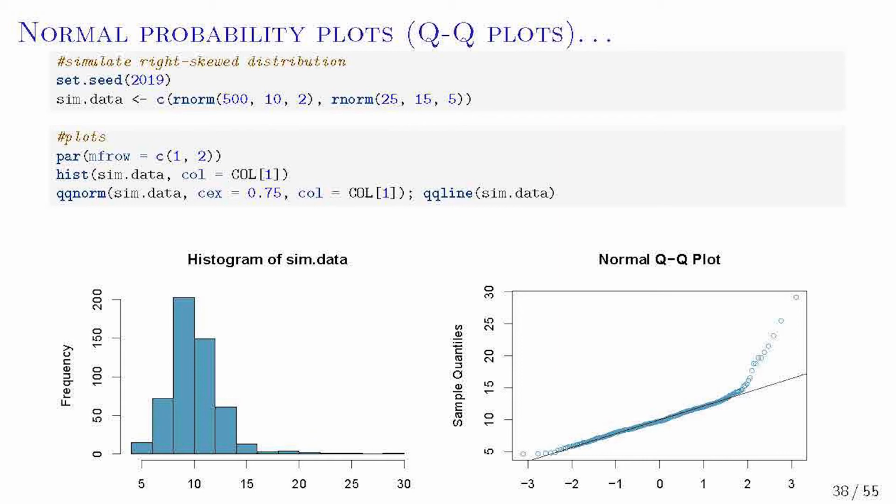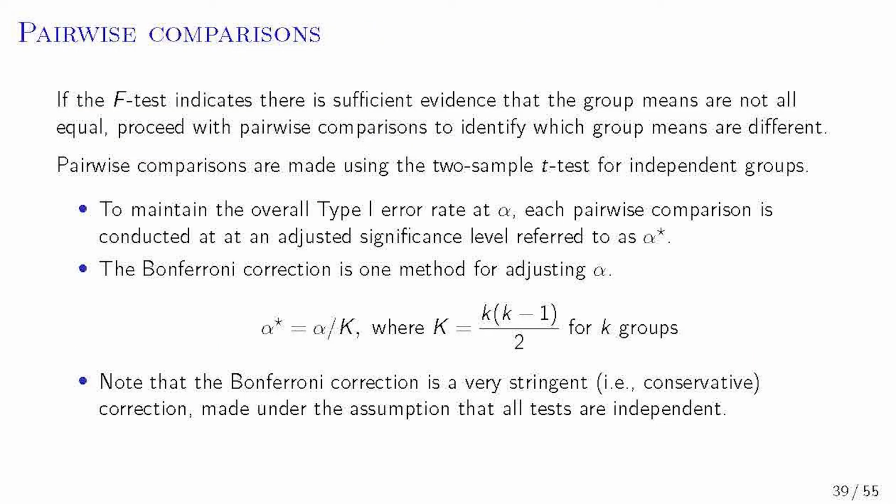Here's an example of when normality probably doesn't hold. This has a pretty abrupt right skew. If we are able to reject the null, then we proceed on with pairwise comparisons. And there's a method for adjusting our alpha to compensate for all these pairwise comparisons to make sure that alpha stays where we intend the alpha to be.